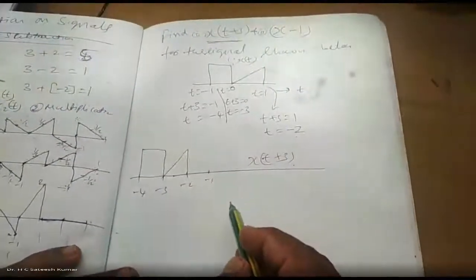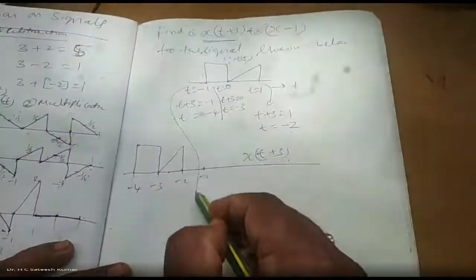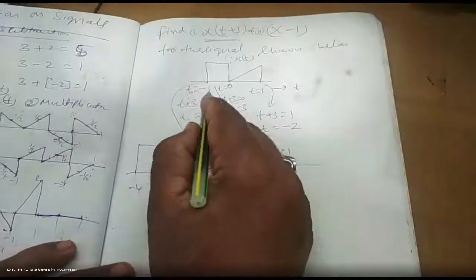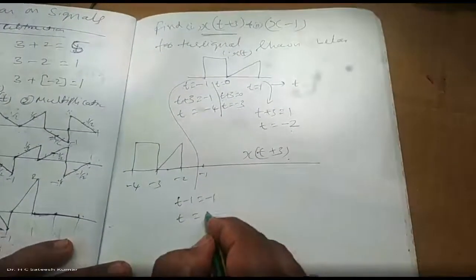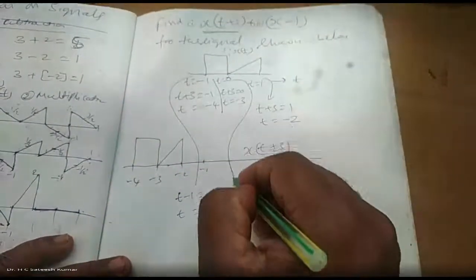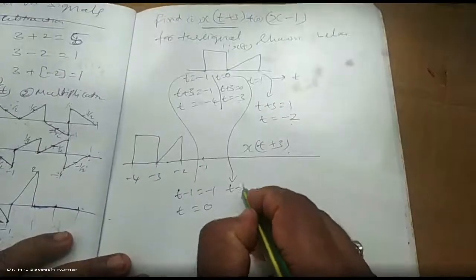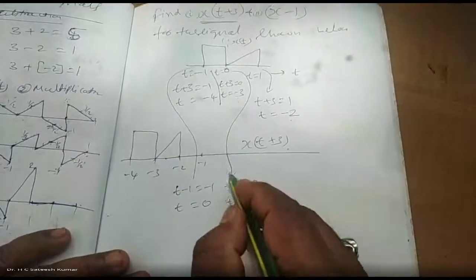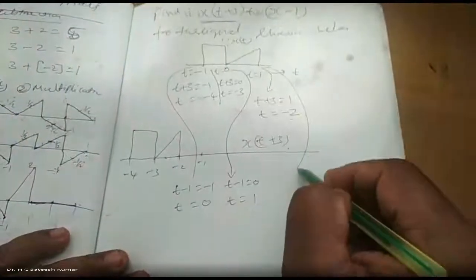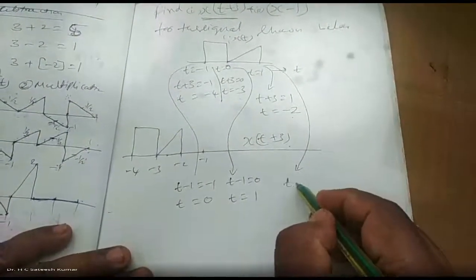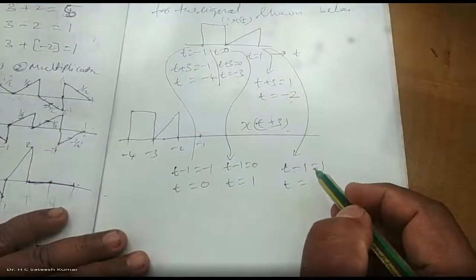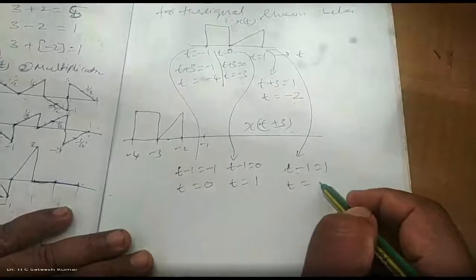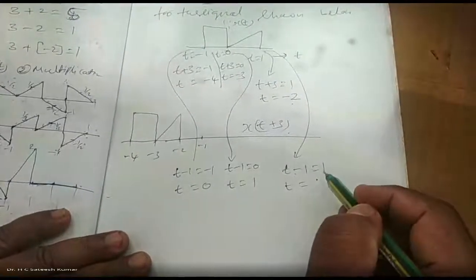Now, x of t minus 1, I'll do it. Replace t by t minus 1. In the first one, t minus 1 is equal to minus 1, therefore t is equal to 0. Next, t minus 1 is equal to 0, therefore t is equal to 1. This will go to the center. And t minus 1 is equal to 1, therefore t is equal to 2.